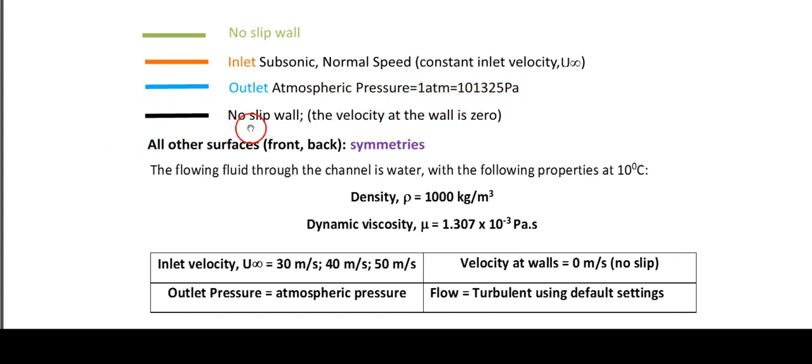The black line, which is no slip wall, and front and back surface would be symmetric. The fluid flowing through the channel is water at 10 degrees Celsius. Density and dynamic viscosity is given to us. Inlet velocity is given as 30, 40, and 50 meters per second. Outlet pressure is given to us. Flow should be turbulent using default settings, so we don't need to change the settings for the turbulent flow. And the velocity at walls should be 0, that means no slip wall conditions.